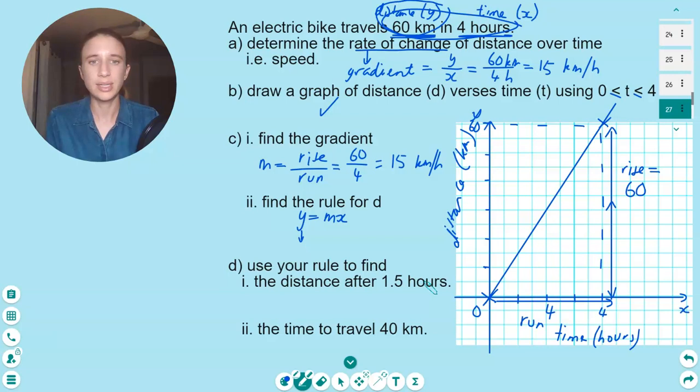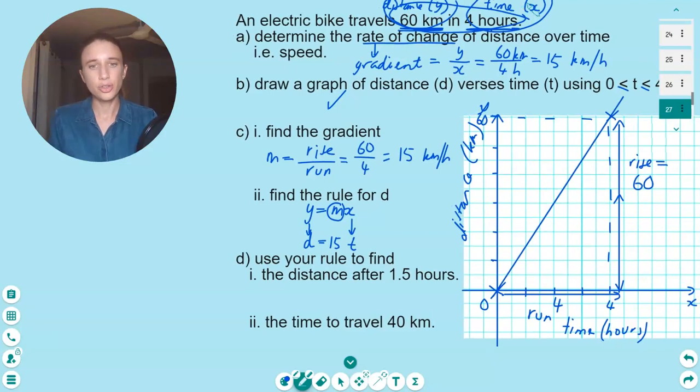D, they're calling it D. And our x variable was, what's our x variable? Time, t. And we just need a value for that m, which was 15. We found the gradient m, and we have written our rule.